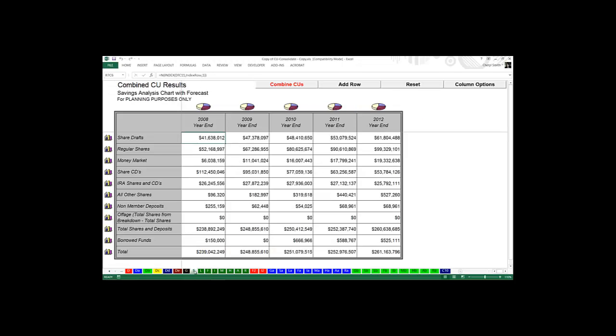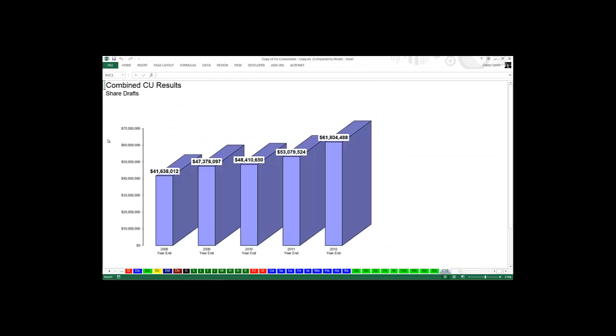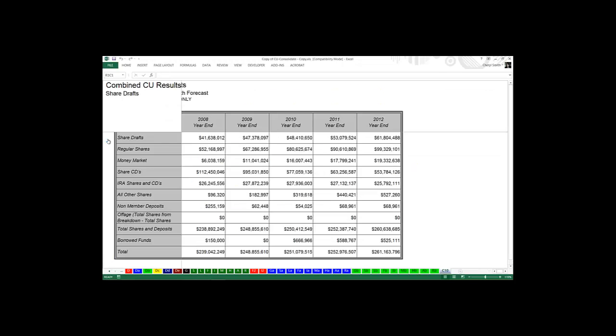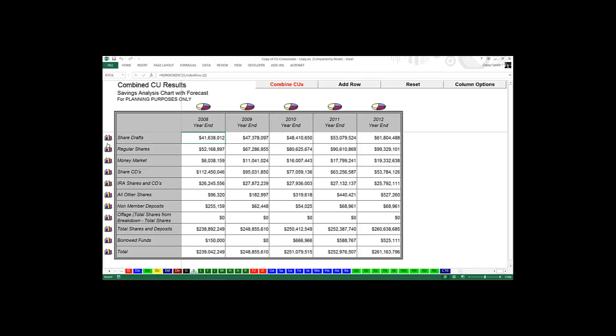On the Savings Analysis, or S sheet, you'll see figures for all your share account balances, including regular shares, money market accounts, share CDs, IRA CDs, premium clubs, escrow balances, non-member funds, and more. The Savings Analysis chart also contains a variety of graphs to help you visualize the status of share accounts and progress. The graph icons on the left side of the sheet display charts that will help you track your progress in each savings account category.